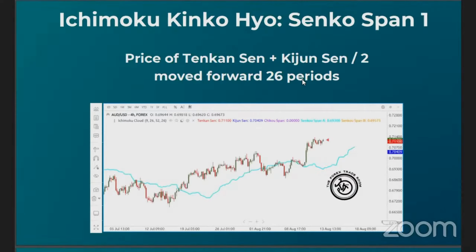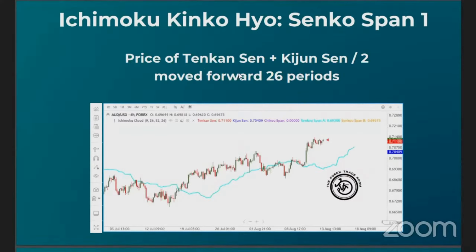So it's kind of like the weatherman trying to predict the weather. In the next 26 periods, where could price potentially be based on the algorithm and the price action? Where could we be headed? So you can see here, if you were going 26 periods in the future, you can see where that line is up ahead. Brilliant, the way this is built out.